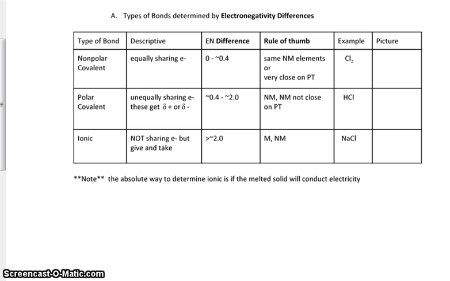But otherwise, these rules of thumb and these little gray areas, we'll probably just go with what we have here as far as the rule of thumb, and that's what you need to know. Metal, nonmetal, ionic. Nonmetals not very close to each other are going to be polar, and then over here are going to be your nonpolars. Again, the important thing you know is your big four.